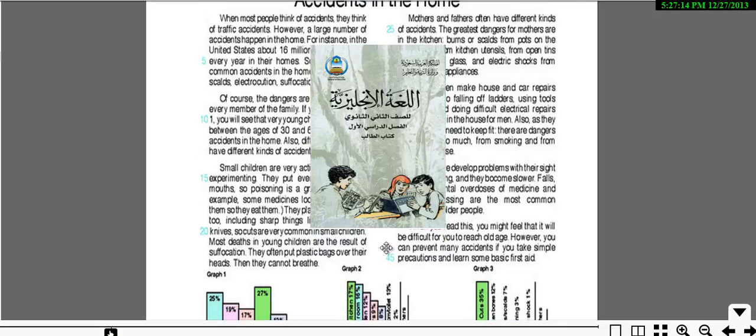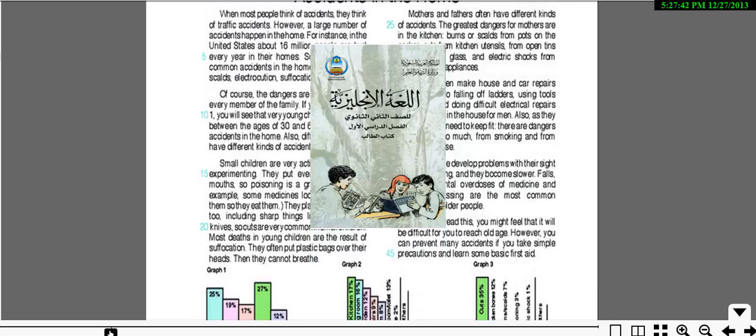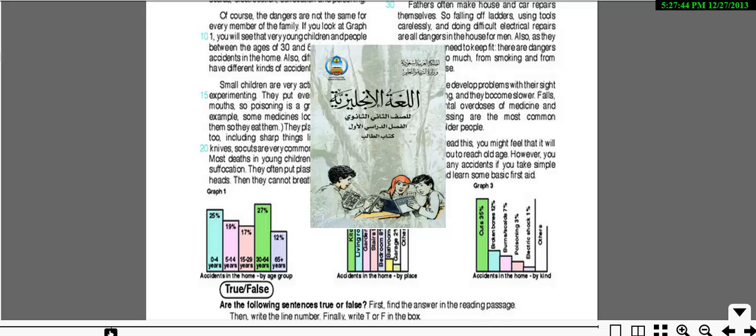Now let's move on. Mothers and fathers often have different kinds of accidents. The greatest dangers for mothers are in the kitchen: burns or scalds from pots on the cooker, cuts from kitchen utensils, from open tins or from broken glass, and electric shocks from unsafe kitchen appliances. Well, these are different kinds of accidents. The greatest dangers for mothers in the kitchen.